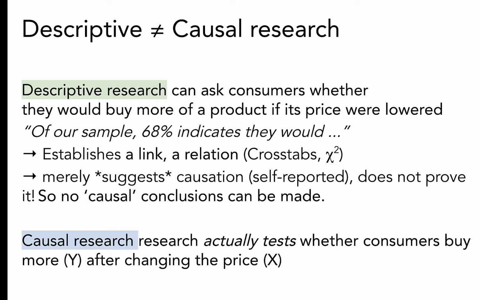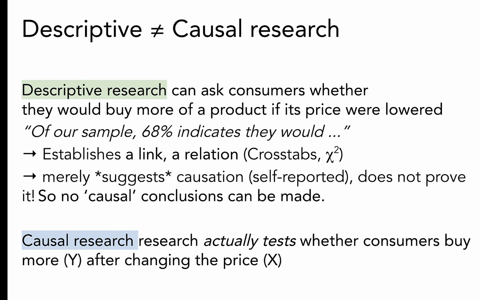But this only suggests causation. It doesn't prove causation. It shows a link, it shows a relationship, but it doesn't show that lowering the price actually causes people to buy more of that product. It's self-reported data. It can never give that insight into causality. If you truly want to find causal conclusions, you're going to have to do causal research that actually tests whether consumers buy more if a price is changed. So basically, if there is indeed an effect of X on Y.